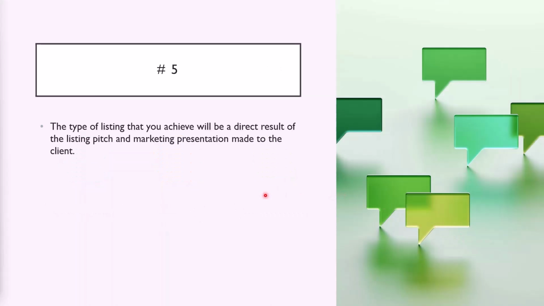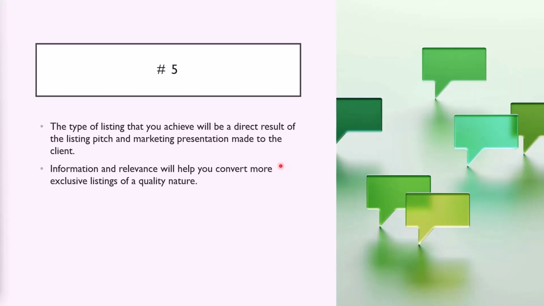Number 5. The type of listing that you achieve will be a direct result of the listing pitch and the marketing presentation to be made to the client. Now, I mentioned that earlier and I said, make sure you have all the tools to help the client see in your presentation why you are the agent of choice. Ordinary agents don't do that. They just struggle with the whole thing and they hope through some factor of luck that they'll win the business. So information and relevance will help you convert more exclusive listings of a quality nature.